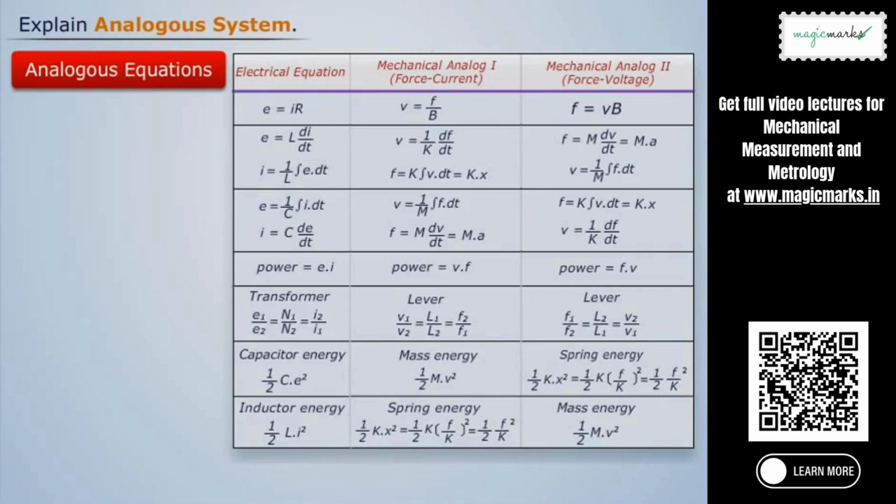For example, the electrical version of Ohm's law is E equals IR. And the mechanical analogy stipulates that voltage E is replaced by velocity, current by force, and resistance by the inverse of friction.